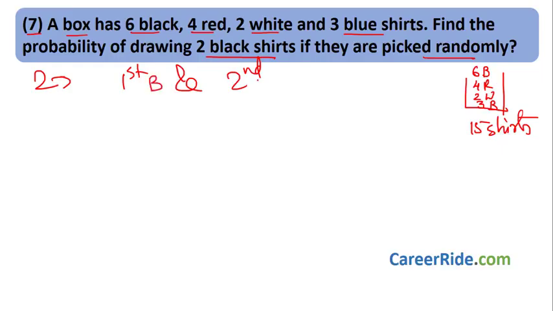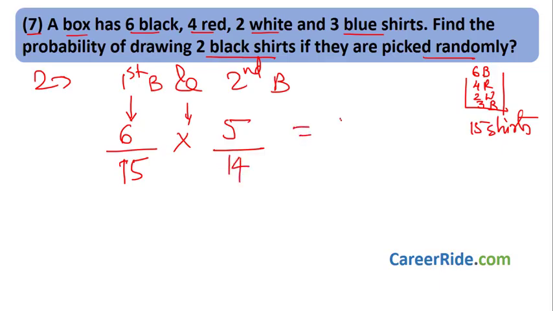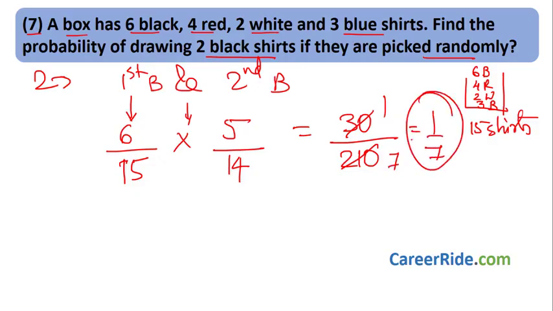First has to be black, second also has to be black because they are asking the probability of drawing 2 black shirts. What is the probability of drawing the first black shirt? There are 6 black shirts in total, divided by total number of shirts 15, and 'and' means multiplication. I do not replace the shirt; I keep the shirt in hand. So if I want to draw a black shirt again, how many black shirts are remaining? 6 minus 1 is 5, divided by total shirts. Out of 15, already 1 shirt is in my hand, so total possibilities are now 14. 6 fives are 30, divided by 15 into 14 is 210. So 1 by 7 is the probability of choosing 2 black shirts.